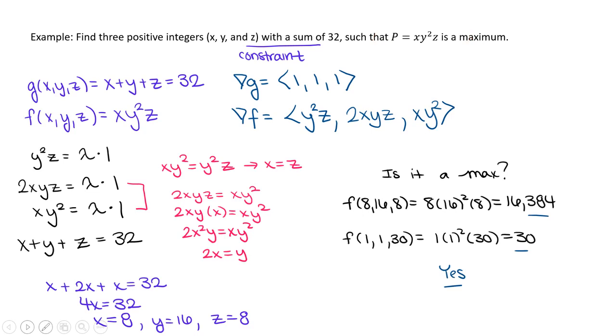So I'm going to pick any other point that satisfies my constraint, so numbers with a sum of 32. How about 1, 1, 30? If I plug that into my function, 1 times 1 squared times 30 is 30. 30 is definitely smaller than that 16,000 number. So there's no way that 16,000 is a min. It's got to be the max. So the maximum occurs when x is 8, y is 16, and z is 8.